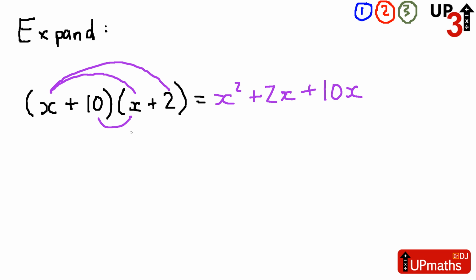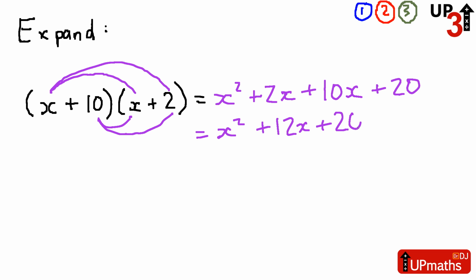What I've done is I've just drawn my lines, which I like to draw, showing what things are getting multiplied together. So that generates 4 terms, which I can then simplify to give x squared plus 12x plus 20. So that's what we were looking for there.